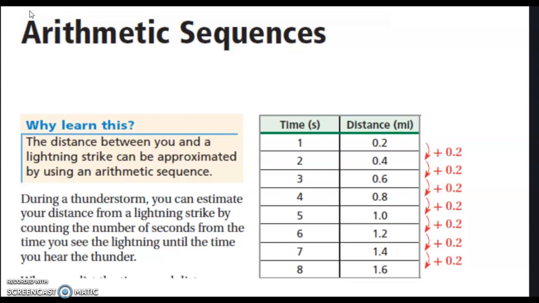I wanted to put a little something on here to show you how this is used in the real world. You can use arithmetic sequences to find the distance between you and a lightning strike. During a thunderstorm, you can estimate your distance from a lightning strike by counting the number of seconds from the time you see the lightning until you hear the thunder. As you can see over here, it's tabled out, and it's going up by 0.2 every second. That gives you an indication of how many miles away it is.